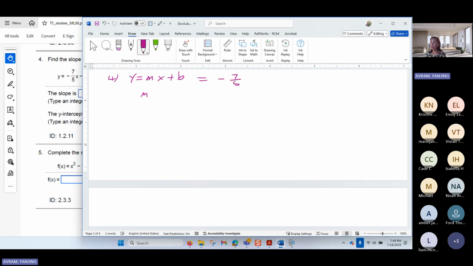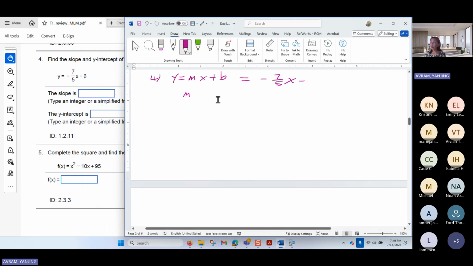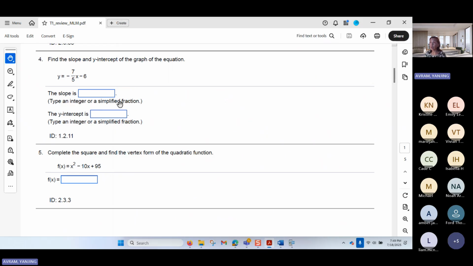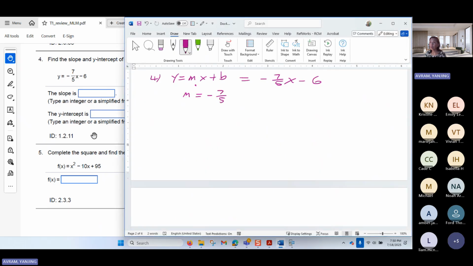So this is negative 5 over 7x minus what? Minus 6, right? So that means my m here is negative 5 over 7, not 5 over 7. Don't include x in here, okay? This is a slope. Slope is just a number in here, all right? It's negative 7 over 5, okay? And look at that. It's a type of an integer or a simplified fraction.